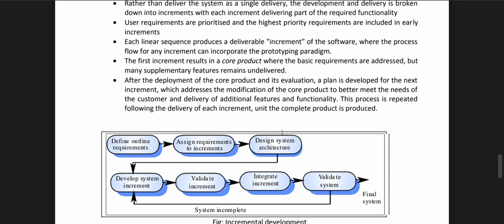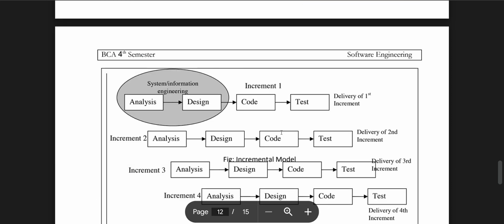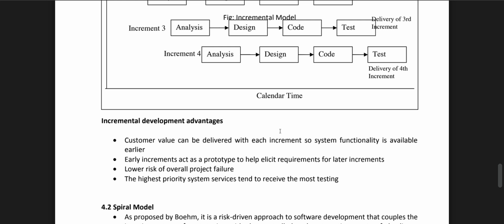Define outline requirement, assign requirement to increment, design system architecture, develop system increment, validate increment, integrate increment, validate system, final system. Analysis, design, code, test, delivery of first increment; analysis, design, code, test, delivery of second increment; analysis, design, code, test, delivery of third increment; analysis, design, code, test, delivery of fourth increment.